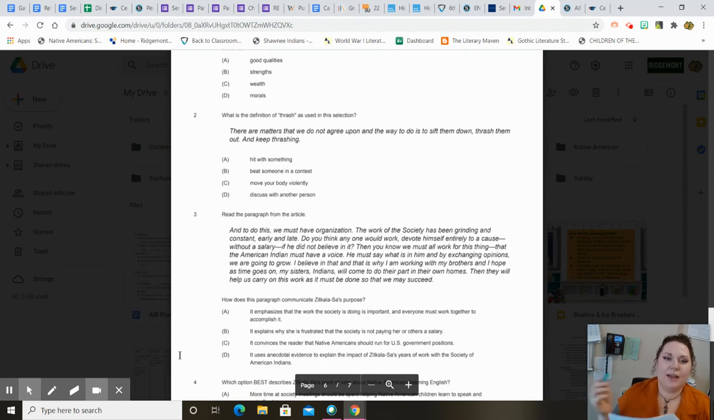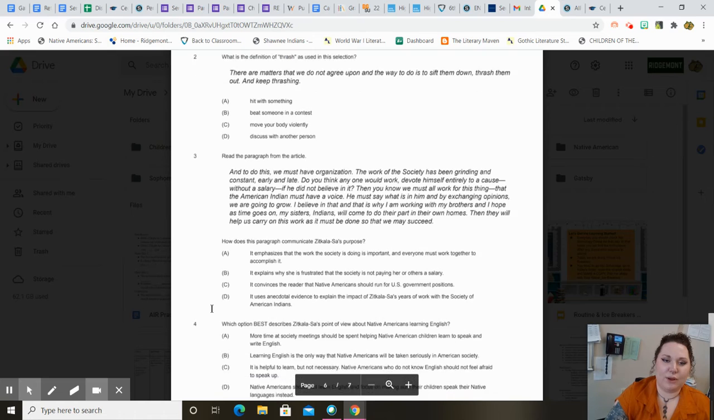Number 2 asks what the definition of thrash is using the section. Again, we need to look at that entire section that sentence came from. If we look at that section, we know that it means to discuss with another person. What they're trying to do is throw you off with this one too. The definition of thrash usually means to move your body violently. If you hold your breath underwater, you may thrash about or something like that. But how author Zitkala-Ša is using this means to discuss with another person. You're thrashing your words together, okay?